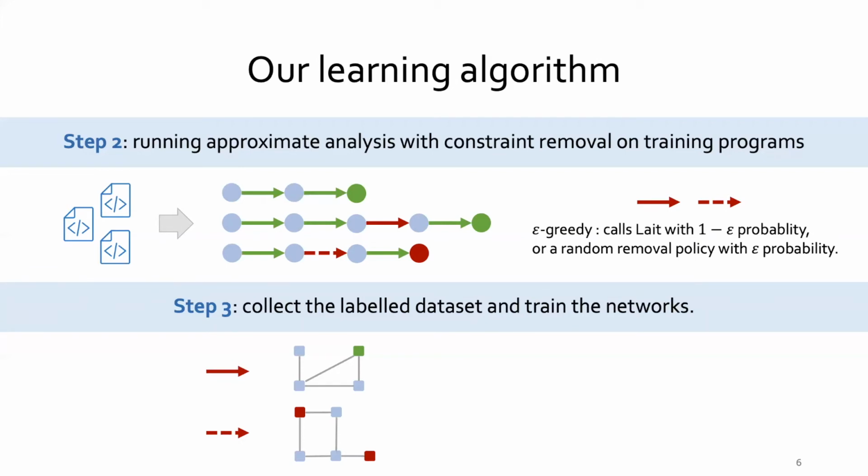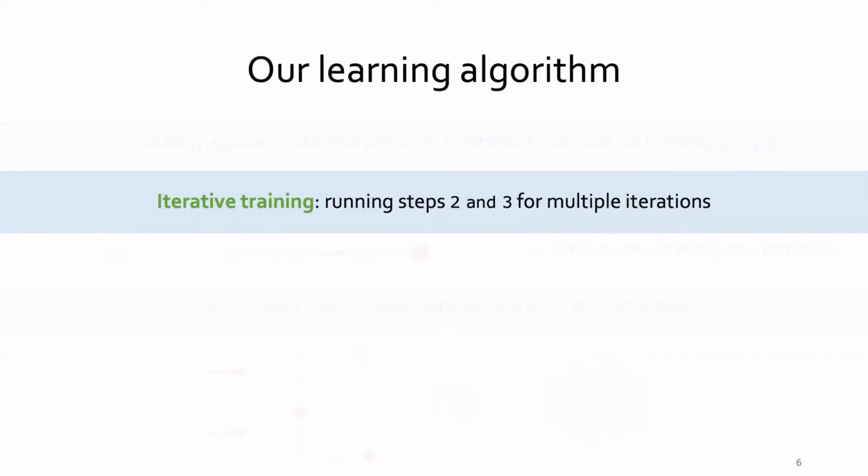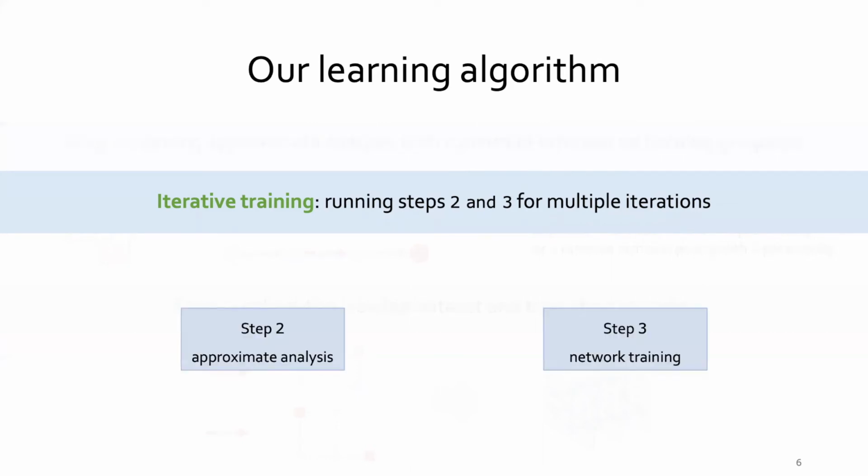With the labeled dataset, we can train the networks with existing optimization techniques. The learning algorithm is iterative, as steps 2 and 3 can be run for multiple iterations. At each iteration, step 2 provides step 3 with more labeled data for training the networks. In turn, step 3 returns to step 2 a better trained network for running the approximate analysis. The trained network is gradually improved after each iteration.